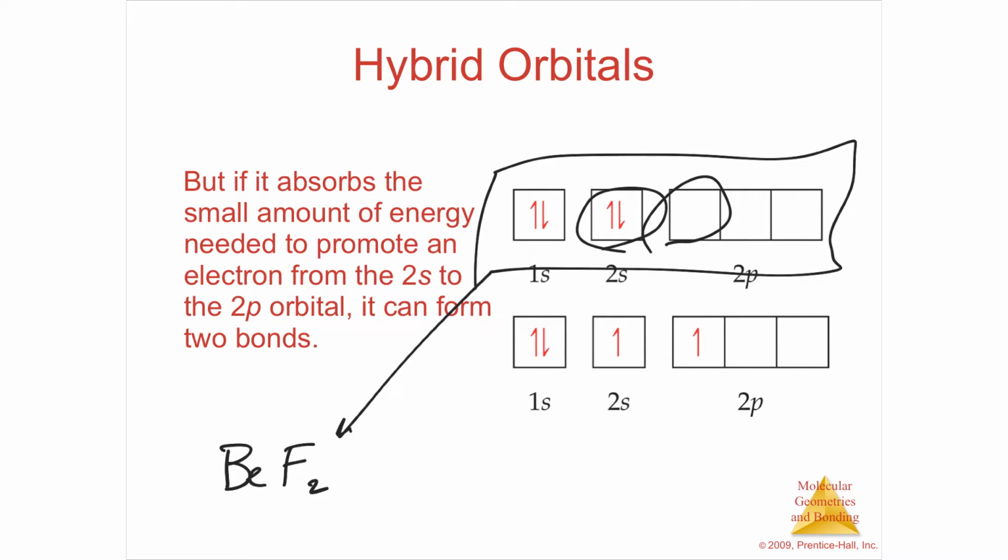So we've learned that you have s, and then in the second row you have an s and then 3 p's. Then you would have the 3s subshell, 3p subshell, and 3d subshell. Then you would have the 4s, 4p, 4d, and 4f. So you have those concepts. We're going to hybridize them. And a hybrid is where you have two things kind of merged together.